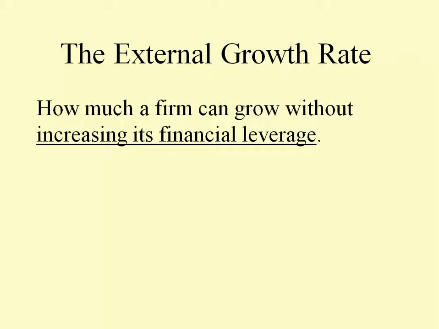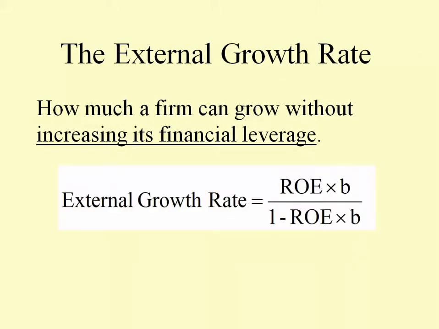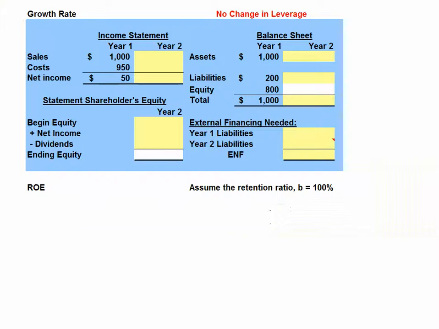And this rate is given by the formula ROE times B divided by the quantity 1 minus ROE times B, where again, B is our retention ratio. Let's go ahead and look at another example. So working with the same beginning balance sheet and income statement, let's calculate the maximum growth rate where we would have no change in our financial leverage.